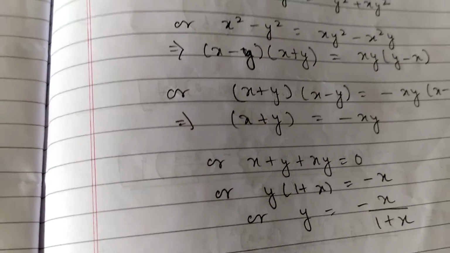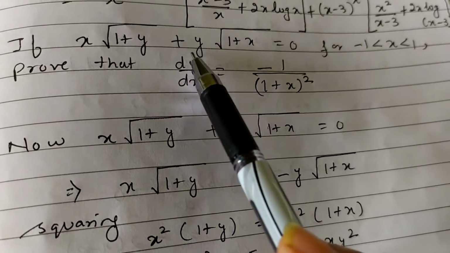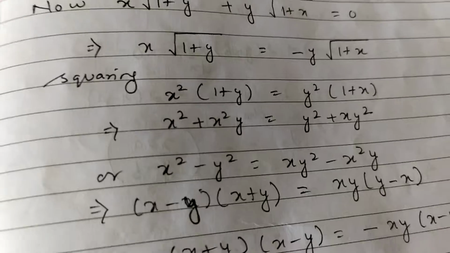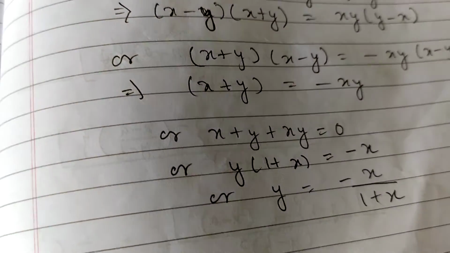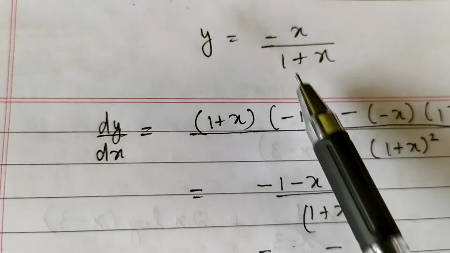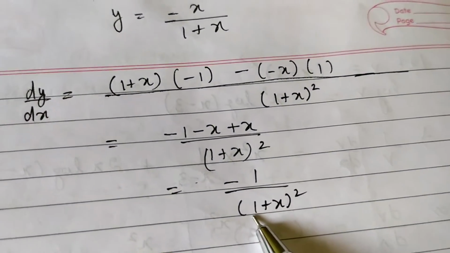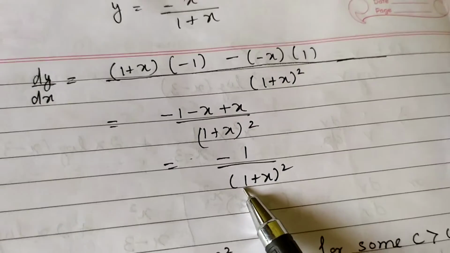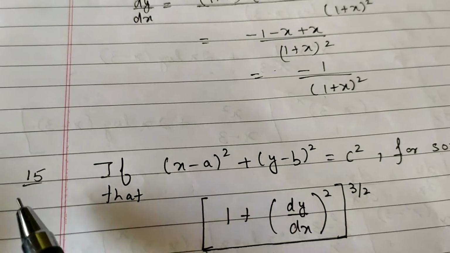Now you can easily differentiate and get your answer. What do we want? We want dy by dx as minus 1 upon (1 plus x) whole square. So we have simplified the given expression to this, and now we can easily find the derivative. This was the simplified expression, and using the u by v rule, we can easily find this as minus 1 upon (1 plus x) whole square. So children, the next question is question number 15.